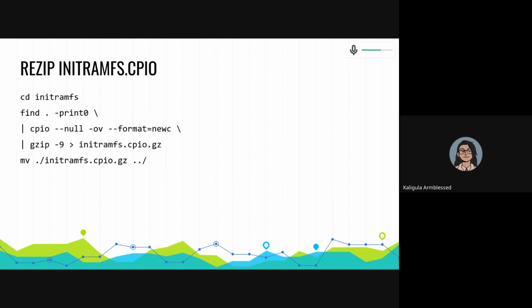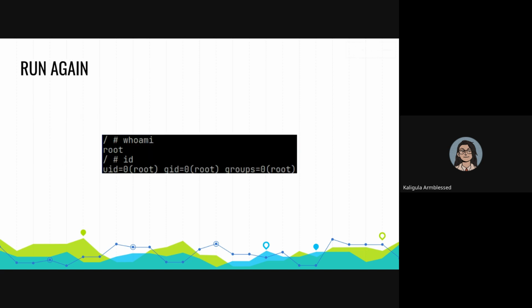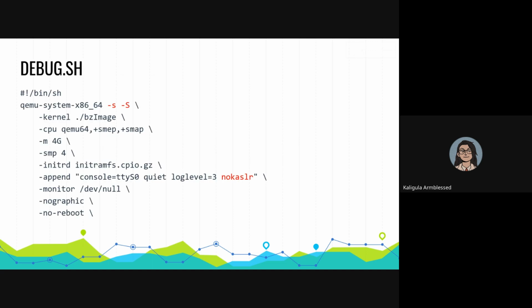Then we will rezip the entire file system using some script that looks like this. And then we'll run it again. After we run the run.sh again, we'll have a root shell, and this is very good. But where are we going to go from here?